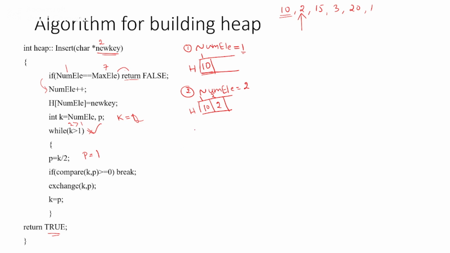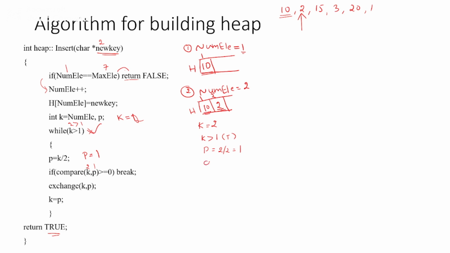k and p. Now we have done k is equal to 2, then k is greater than 1 is true. So we have done p is equal to k by 2, 2 by 2, that is 1. Now compare k comma p. K is nothing but 2 and p is nothing but 1. So compare the position 2 and 1. So in the 2 you have 2 and in 1 you have 10.